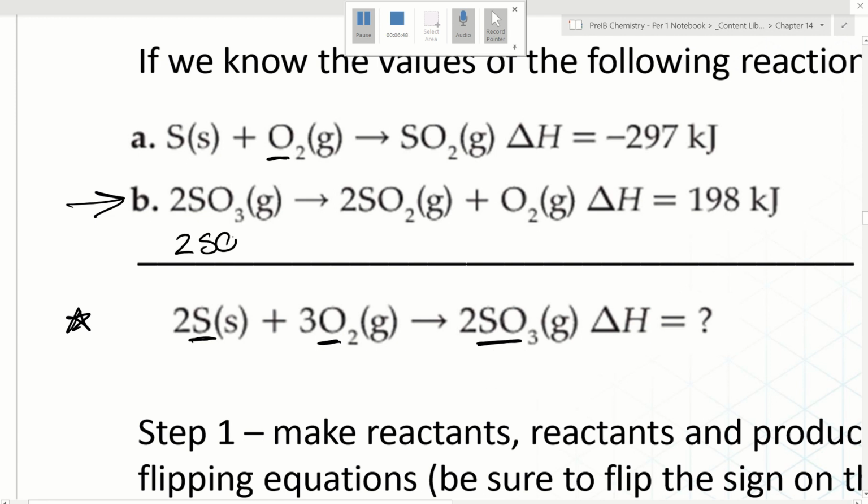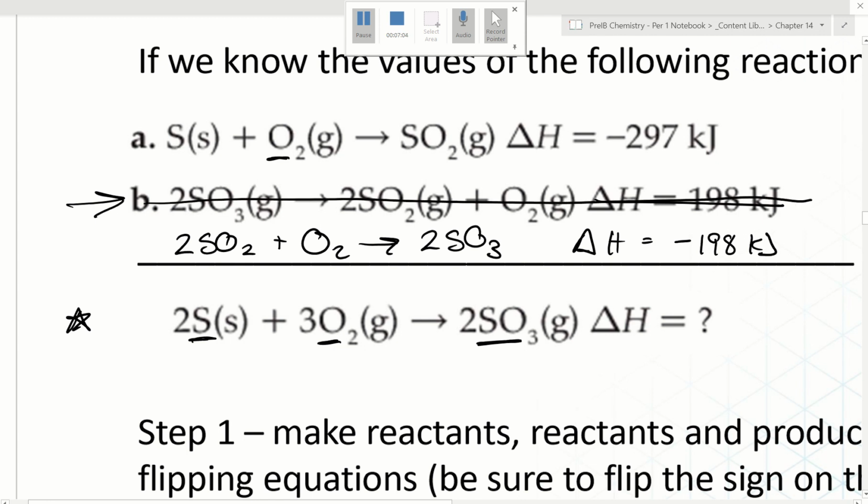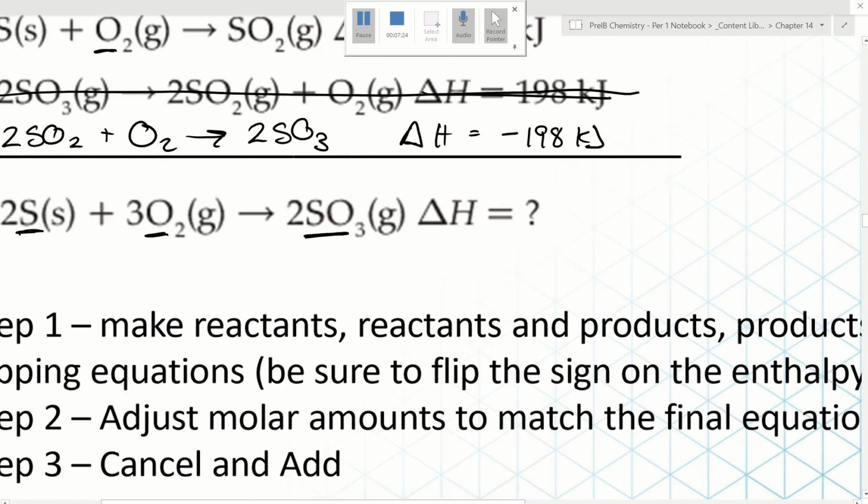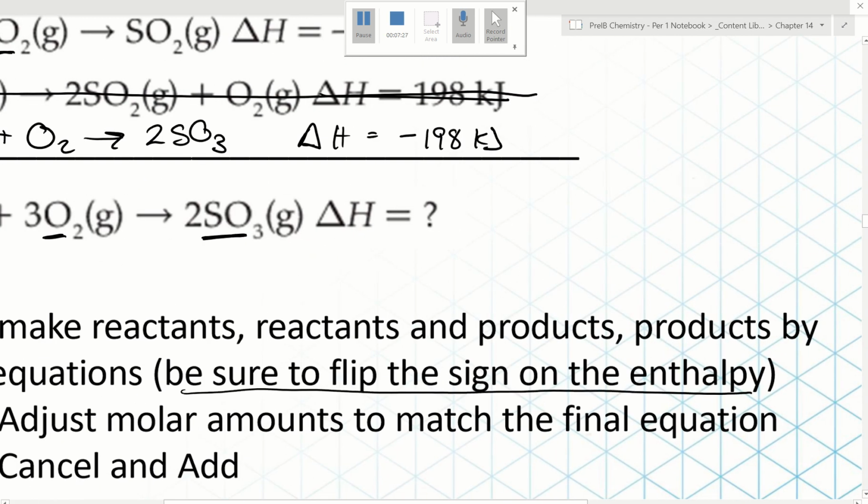I'm going to take 2SO2 plus O2, and I'm going to say that yields 2 SO3s, and I'm going to say the delta H is equal to negative 198 kilojoules. And so I'm just going to cross out that whole equation. Now, if I flip an equation, I have to flip the amount of energy, because if it required 198 kilojoules for that equation to run forward, then it will produce 198 kilojoules when that equation runs backwards. So if I flip the equation, I have to flip the sign. So be sure to flip the sign on the enthalpy.